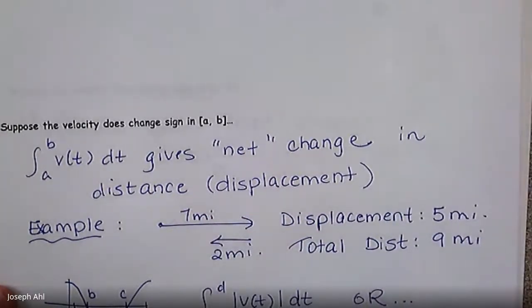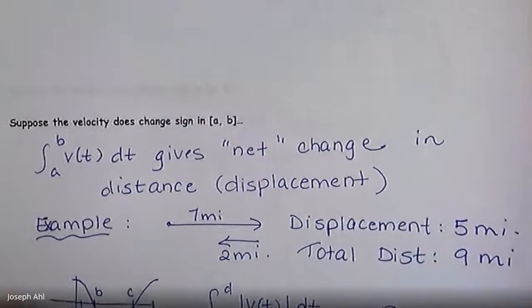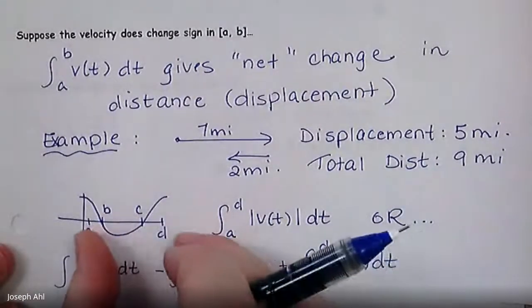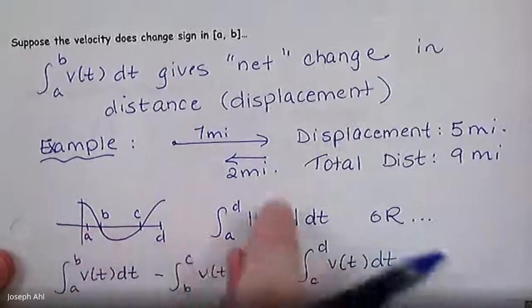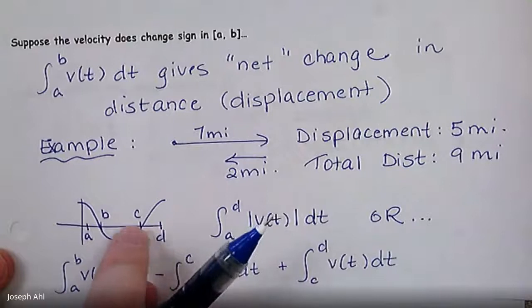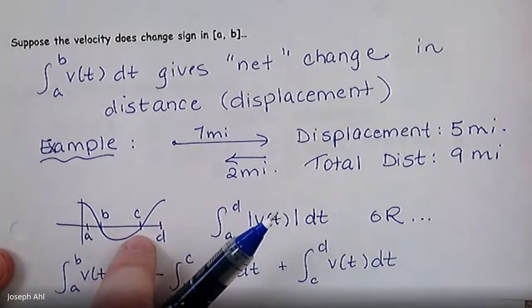So if we want total distance, if that's our end goal, we have to think of this in a different instance here. If we want to integrate and find the total distance traveled from, let's say, A to D, we can think of it as integrating A to D of the absolute value of your velocity function. That will ensure that we get total distance.